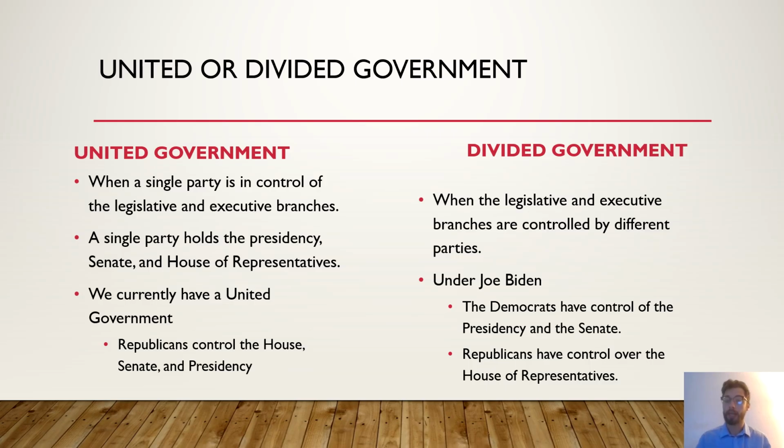A united government has one political party in the leadership positions, the majority leadership positions, within all three of these bodies. Currently, we have a united government. That is because a Republican majority holds the House of Representatives, a Republican majority holds the Senate, and the current president of the United States, Donald Trump, is a Republican Party representative. So that is a united government, having majorities in all three of these bodies led by one political party.